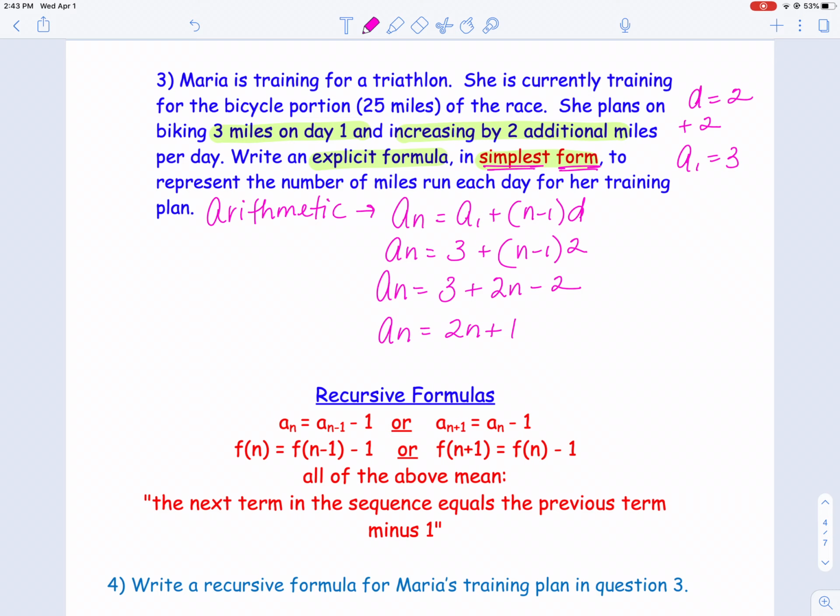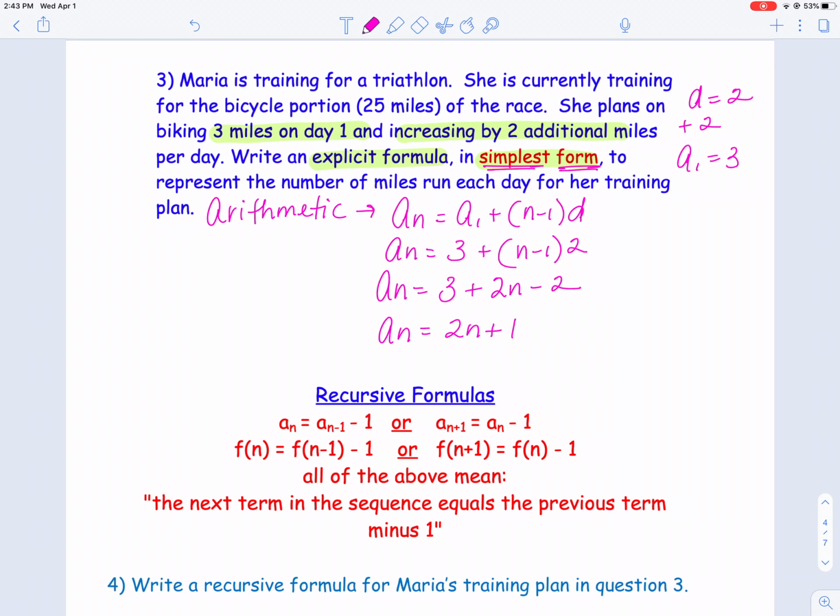Again, your 2 is representing your common difference, your slope, how it's increasing. Your 1 is representing, yes, your y-intercept, but also the 0 term. On day 0, they were obviously able to run 1 mile.